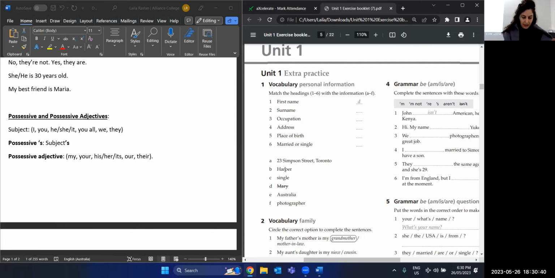Yeah, so it's very common after the street, put a comma. Maybe you've seen that in Australia. So whatever the number, 5, you know, Simpson Street, comma, and then the suburb where you live. Place of birth. So where was that person born? Where were they born? In Australia. E. And married or single? C, single. So personal information.